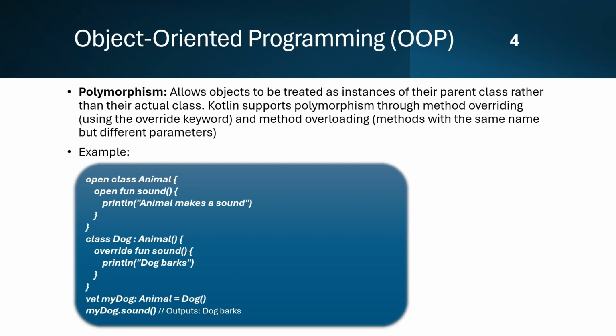Polymorphism is allowing objects to be treated as instances of their parent class rather than their actual class. So here in Kotlin we use the word overriding with the method, and also overloading. Okay, so here in the example we use overriding.